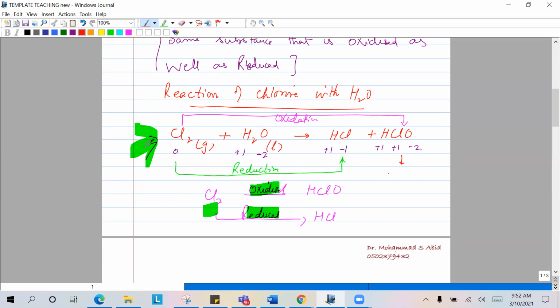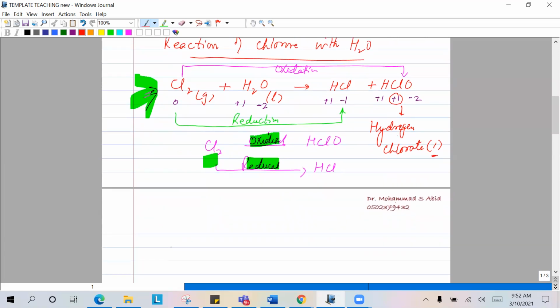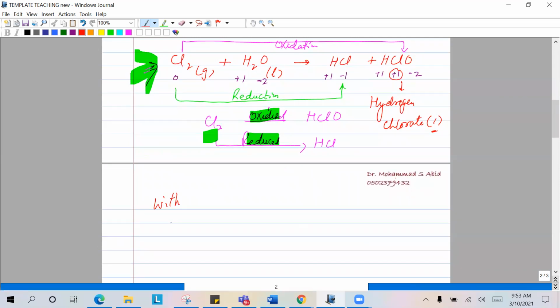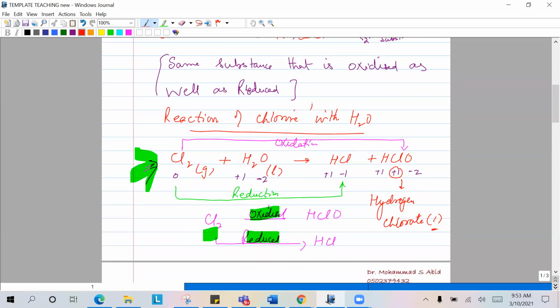Now we call this hydrogen chlorate(I). Why do you call it 1? Because of the oxidation number of Cl over here. It shows that the oxidation number of Cl is +1, because usually it is -1, but in this compound it is +1. So you have to specify this. This is one of the reactions which represents the disproportionation reaction of chlorine. This was the first example, the reaction of chlorine with water.